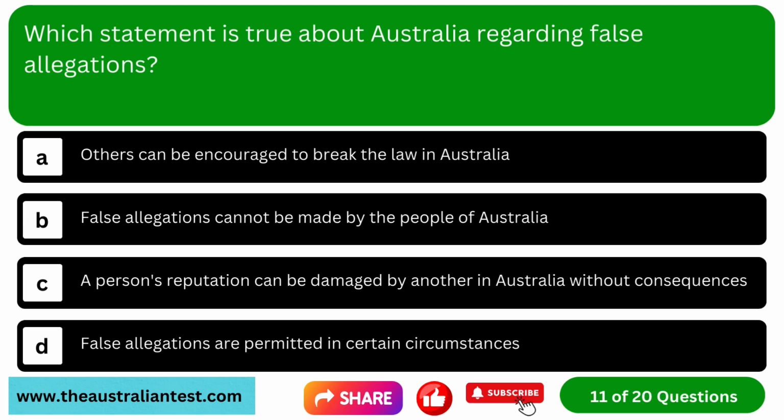Question 11. Which statement is true about Australia regarding false allegations? Option A, others can be encouraged to break the law in Australia. Option B, false allegations cannot be made by the people of Australia. Option C, a person's reputation can be damaged by another in Australia without consequence. Option D, false allegations are permitted in certain circumstances.